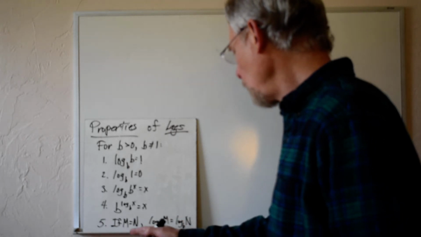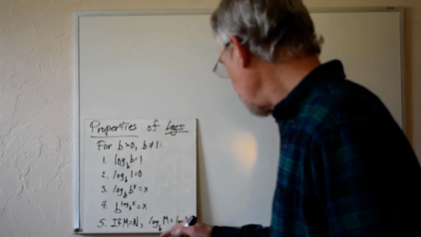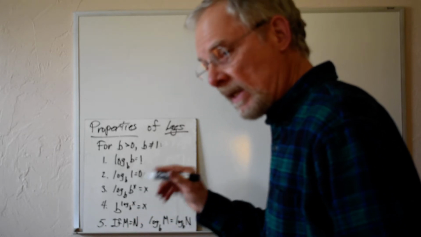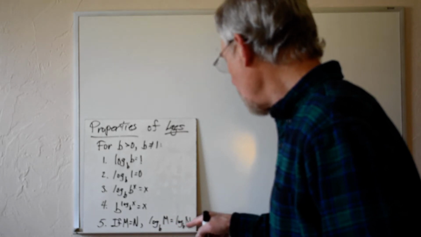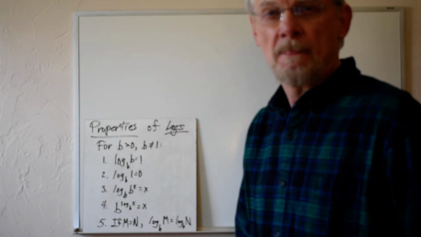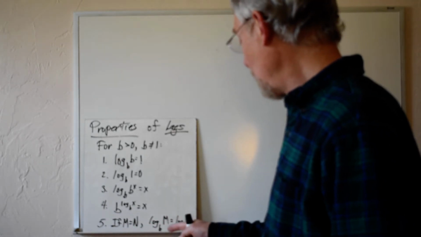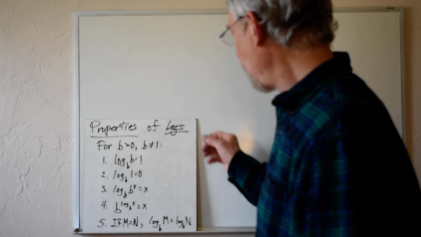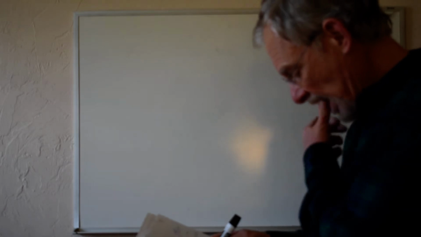And finally, if you have two algebraic quantities m and n and they're positive, then if m and n are equal, then the log of m to the base b is equal to the log of n to the base b. And it better be, because we already said that log was a function. If this wasn't true, then we would violate the function requirement. Sorry, we'd fail the vertical line test. It would not be a function.